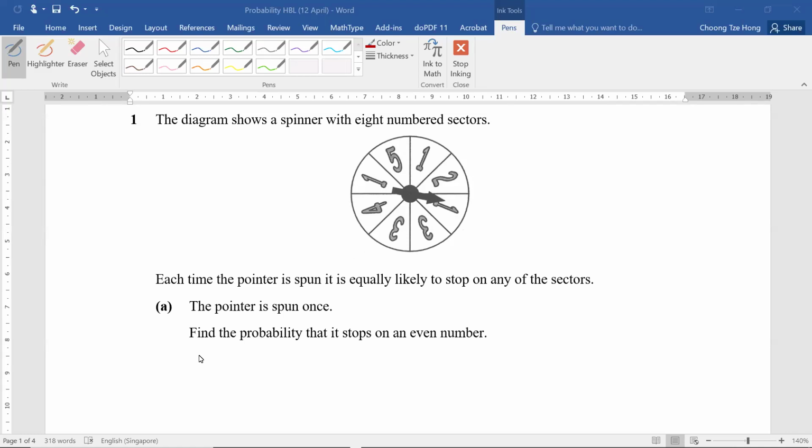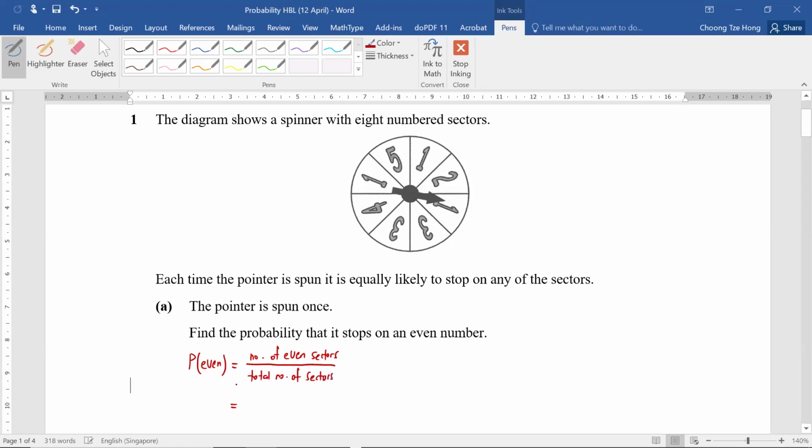Over here they want us to find the probability of the pointer stopping on an even sector, right? So, probability of even. We know that to calculate the probability of a particular event, in this case getting an even number, we will need to take the number of even sectors and divide it by the total number of sectors.